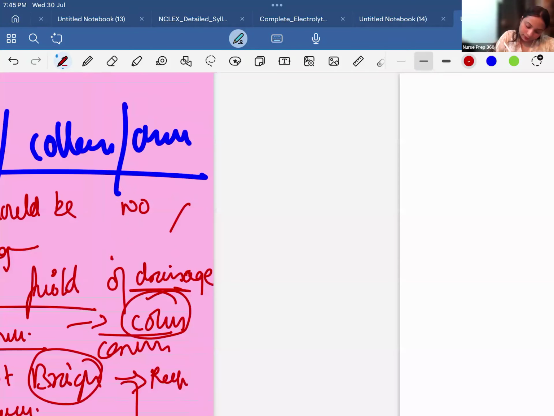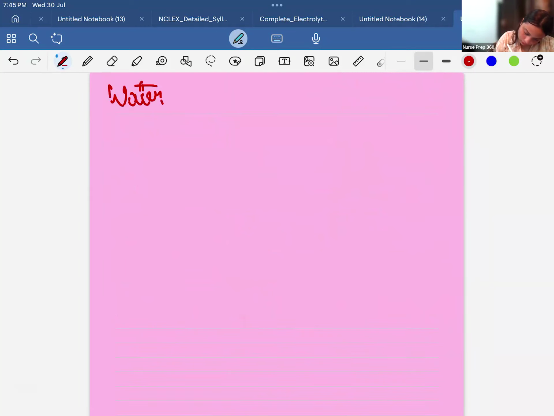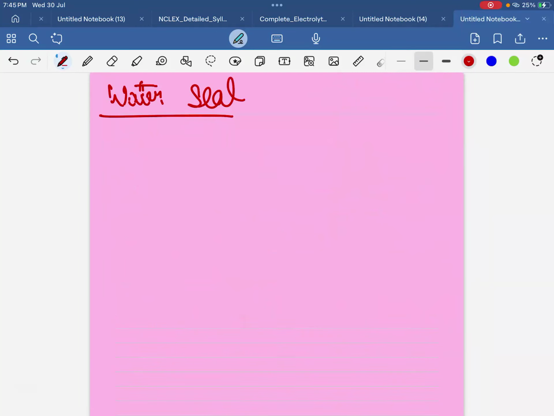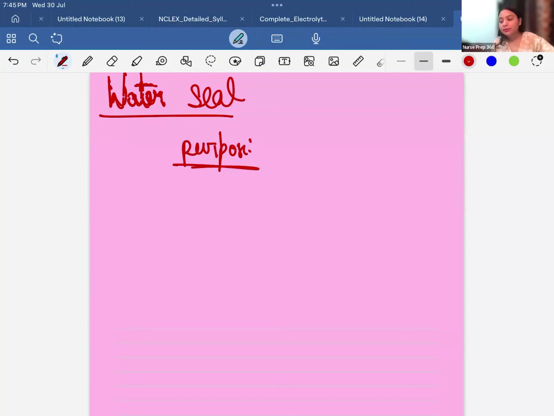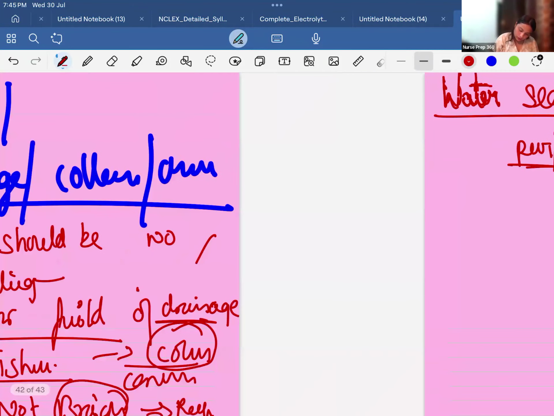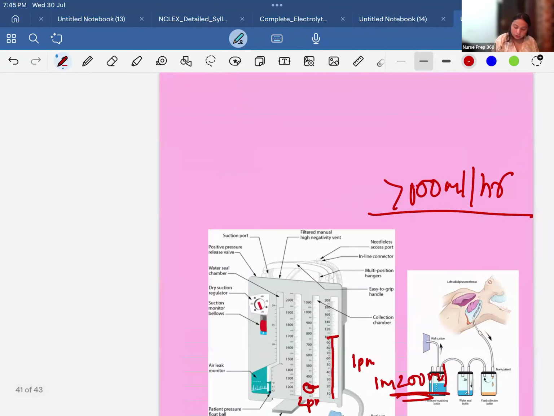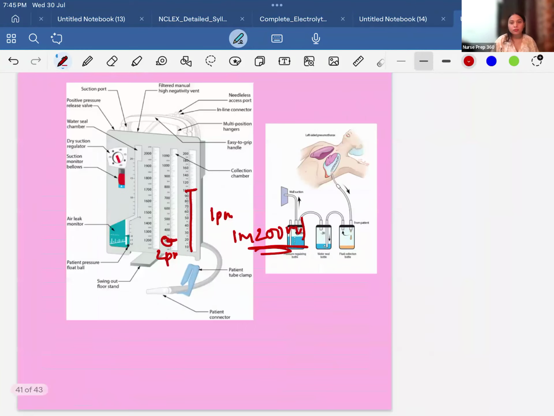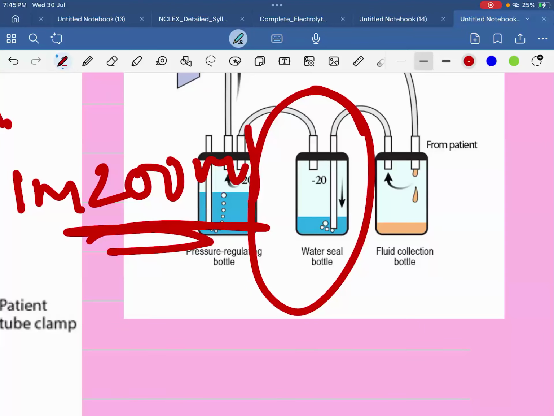Next, write about water seal. Purpose. What is the purpose of water seal? Anyone? What is the purpose of this bottle? Farhad, Priya, Junaid, Govind.